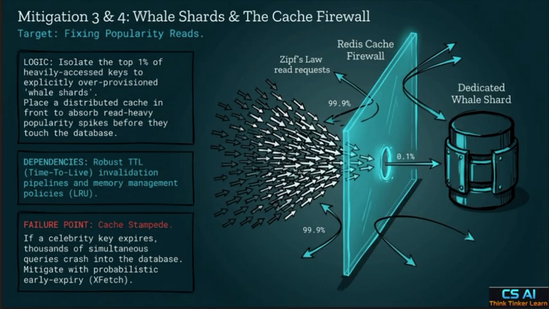When dealing with read popularity, we use whale shards and cache firewalls. We isolate the top 1% of heavily accessed keys to explicitly over-provision hardware. More importantly, we place a distributed cache like Redis in front. This firewall absorbs 99.9% of spikes before they ever touch the database. Just watch out for the cache stampede. Mitigate that with probabilistic early expiration techniques like XFetch.